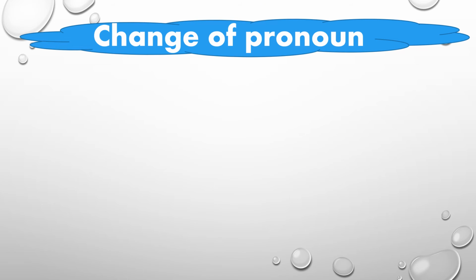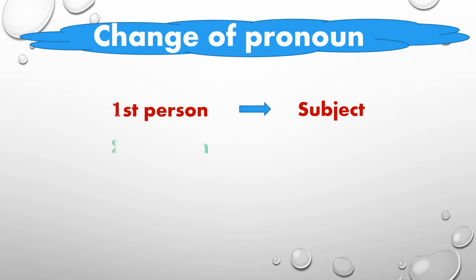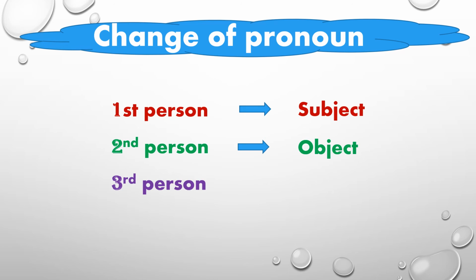Change of pronoun. If first person, I, we, change according to the subject of the reported speech. If second person, you, change according to the object of the reported speech. Third person, he, she, they, any name, no change.